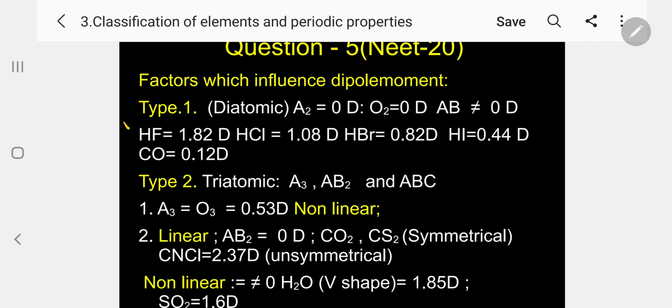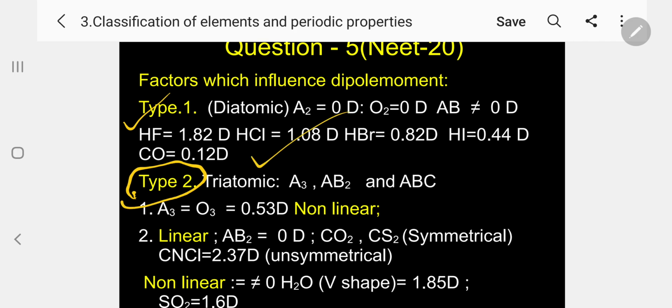See, the example I am giving: HF 1.82, HCl 1.08, HBr 0.82, HI 0.44. So why is the dipole moment higher for HF? Because of the high electronegativity. Please follow. Carbon monoxide is given already, and the values are given here. Now, let me go to type 2.